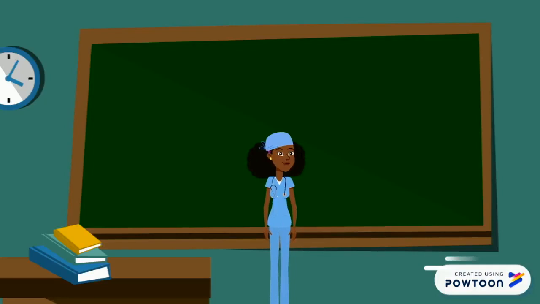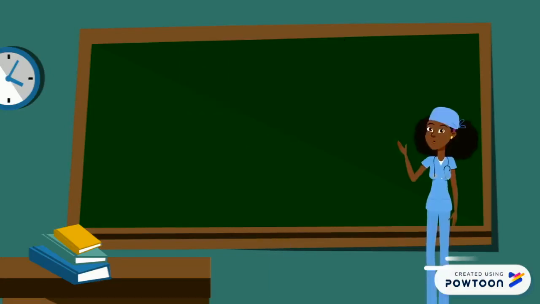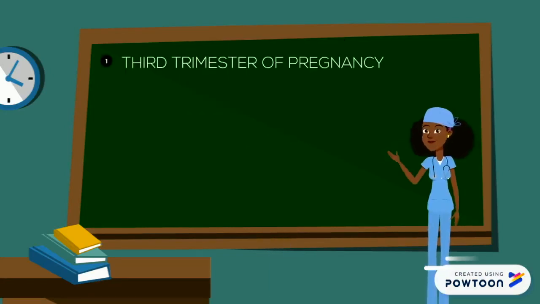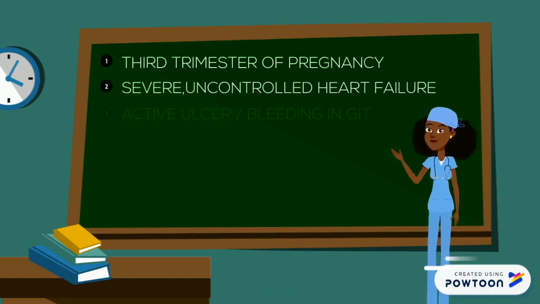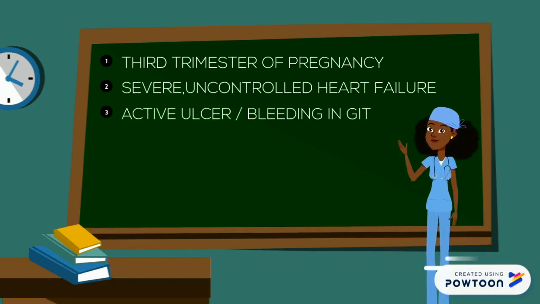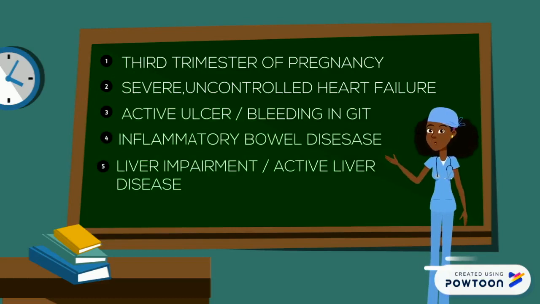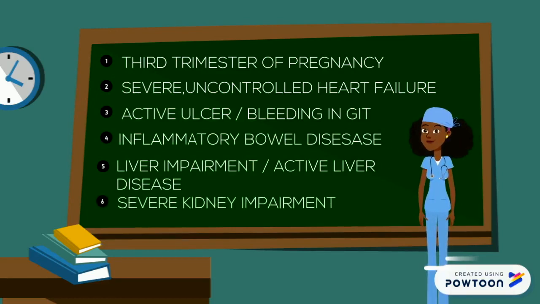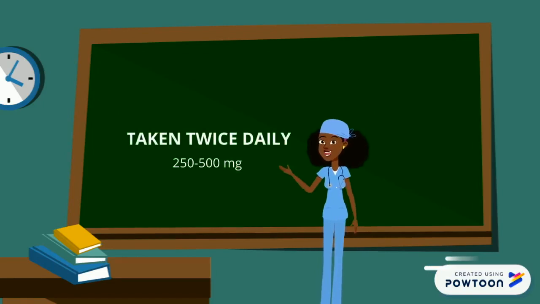Moving down from precautions to contraindications, or reasons individuals would not be able to use naproxen. It should not be used in the third trimester of pregnancy, in people who have severe uncontrolled heart failure, have active ulcer or bleeding in the GIT, have inflammatory bowel disease, have liver impairment or active liver disease, or have severe kidney impairment. The typical dosing that we do see is anywhere from 250 to 500 mg taken twice daily.